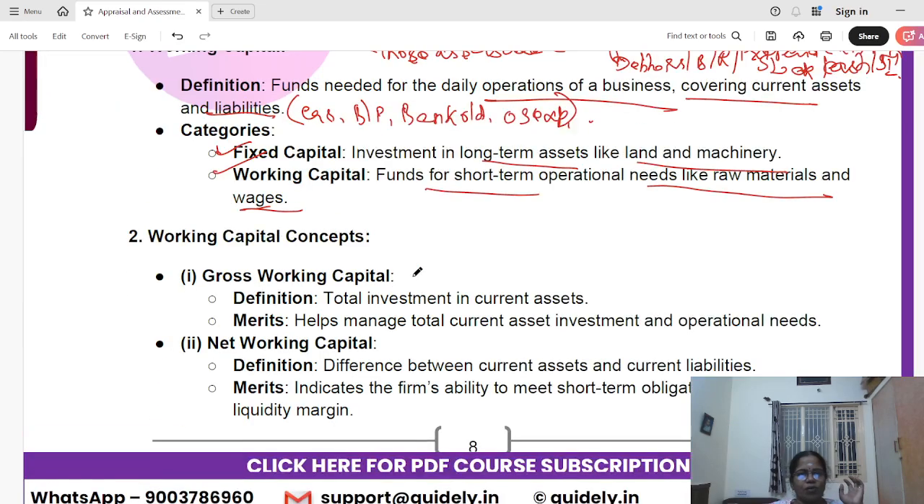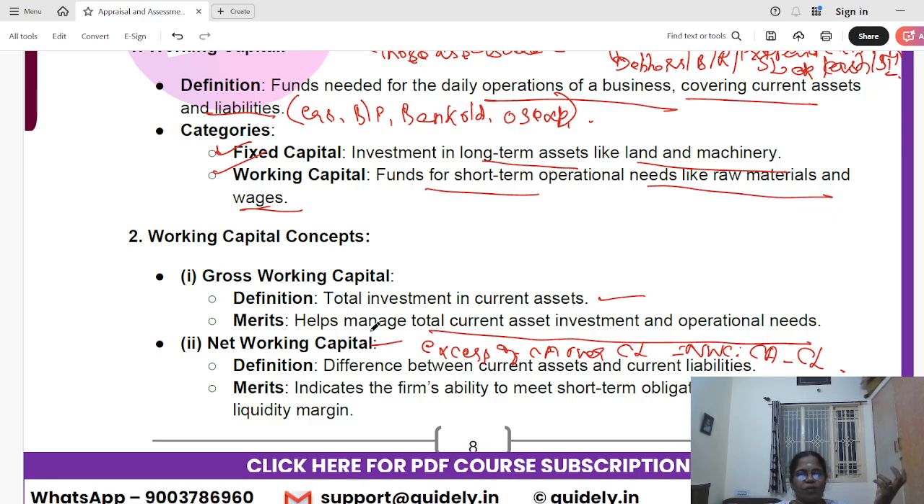Working capital has two cases. One is gross working capital: the total investment made in current assets, meaning total current asset investment for operational needs. Net working capital is the difference between current assets and current liabilities, that is, the excess of current assets over current liabilities. So net working capital equals current assets minus current liabilities. It shows the firm's ability to meet short-term obligations, providing a liquidity margin.